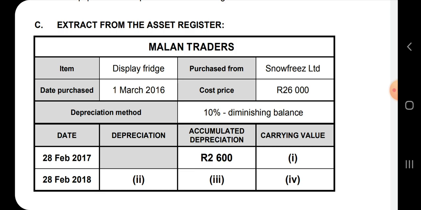The cost price is 26,000. Depreciation method is 10% diminishing balance. Diminishing balance is cost minus accumulated depreciation, then multiply by the percentage. So we are asked to calculate the depreciation on 2018, accumulated depreciation on 2018, and then the carrying value on 2017. So this equipment was purchased on 1 March 2016, and that financial year ended 28 February 2017. And then we had another one that started on the 1st of March 2017 and ended 28 February 2018, which is the current one. So we are trying to calculate the carrying value for 2017.